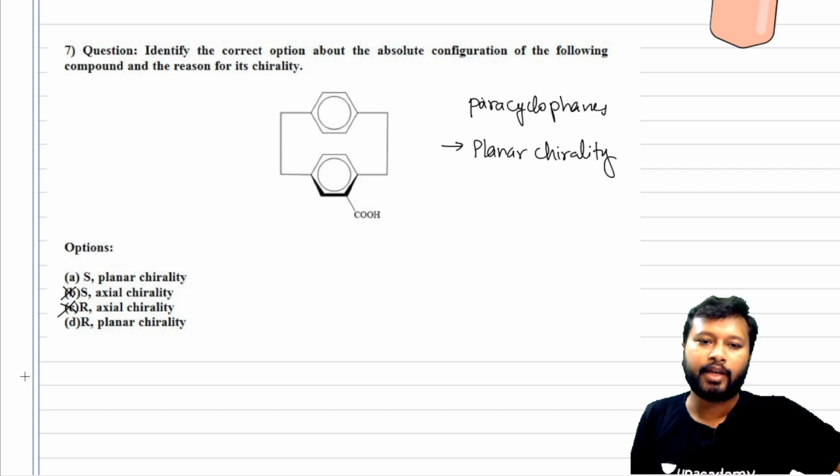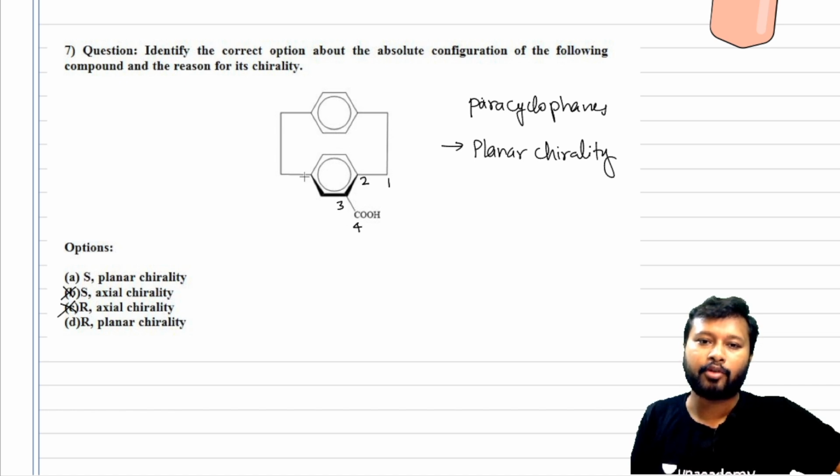Now among option A and D, you have to look at the pilot atom. Pilot atom means the group which is out of plane, the one which is not in the plane. You have to see that particular group, and you have to start numbering from this particular substituent. So the numbering for this one will be done in this way. I'll just do it. This will be called first, second, third and fourth.